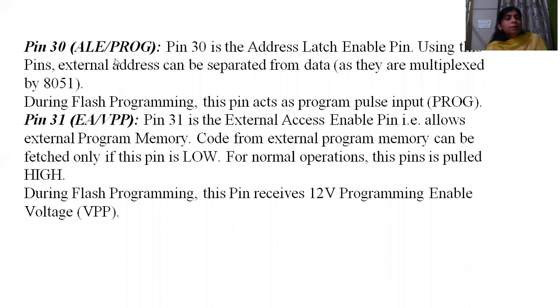Pin number 30 is address latch enable. The external address can be separated from the data. Pin number 31 is the external access enable pin, which allows external program memory. If this pin is low, the code from external program memory can be fetched, and for normal operations this pin is pulled high.